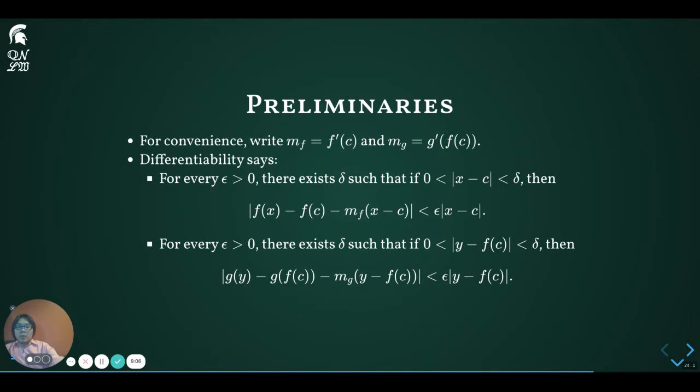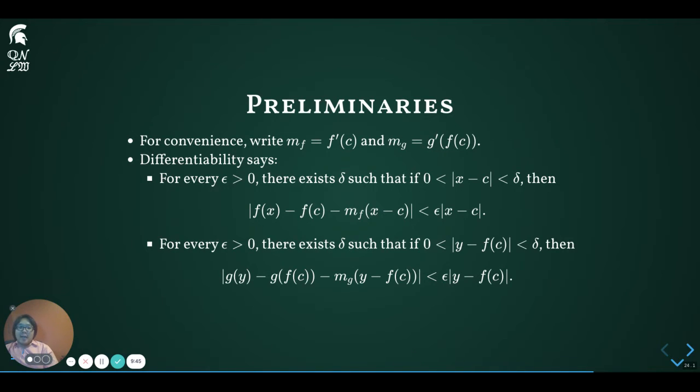For convenience, we will, for the remainder of this lecture, denote by m_f the derivative of f at the point c, and m_g the derivative of g at the point f of c. Our hypothesis on the differentiability of f means that given any epsilon positive, we can find a delta positive such that if x minus c is in absolute value between 0 and delta, then we can control the difference between f of x and its linear approximation with slope m_f by epsilon times absolute value of x minus c.